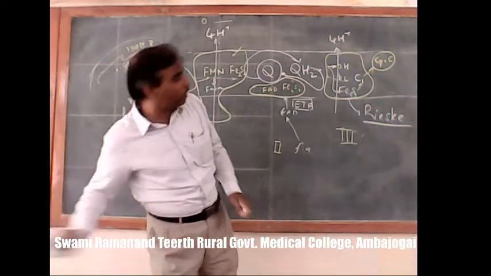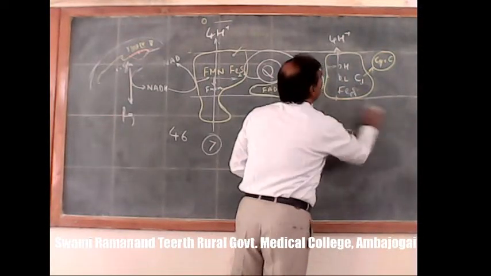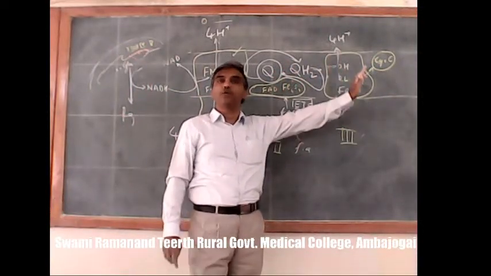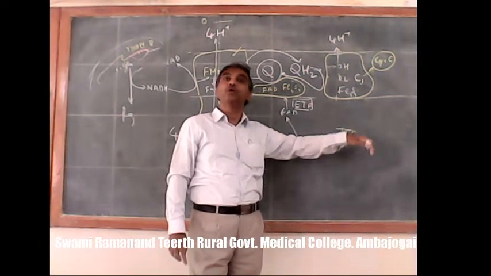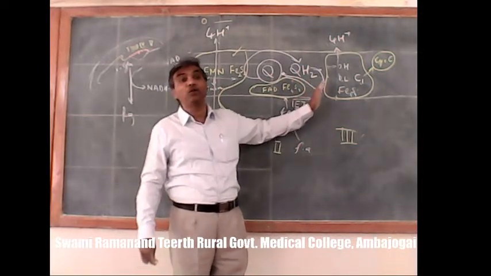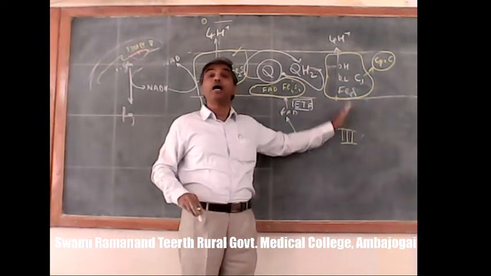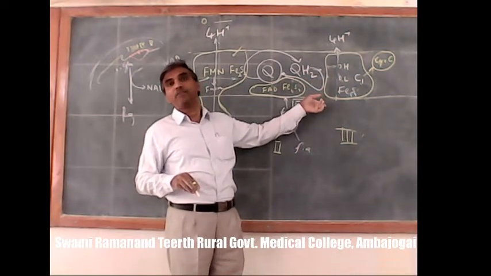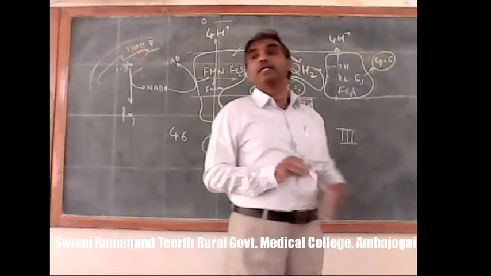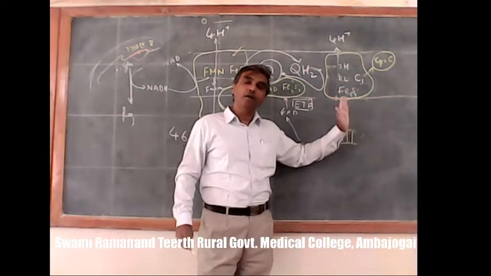So the Q cycle occurs inside complex 3. QH2 is converted to Q, to semiquinone, and the semiquinone is again converted to QH2. One electron is given to BH, BL, then it is given again to Q, and there are two systems going on, converting it to QH2. Another electron is given to the iron sulfur center FeS, and from FeS it is given to C1 and to cytochrome C. If you remember, it's okay. So this is the function of complex 3.